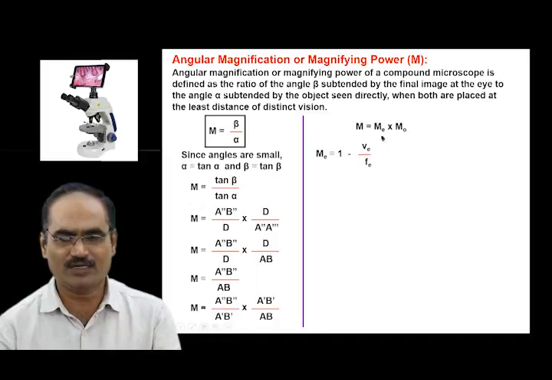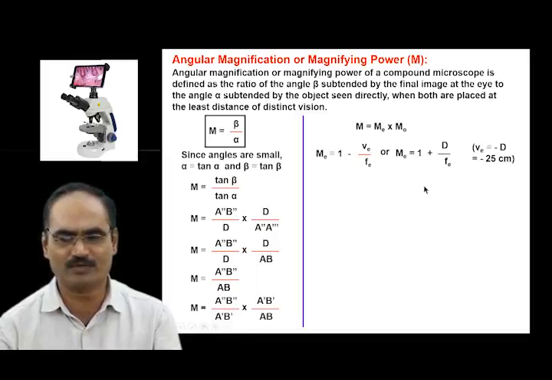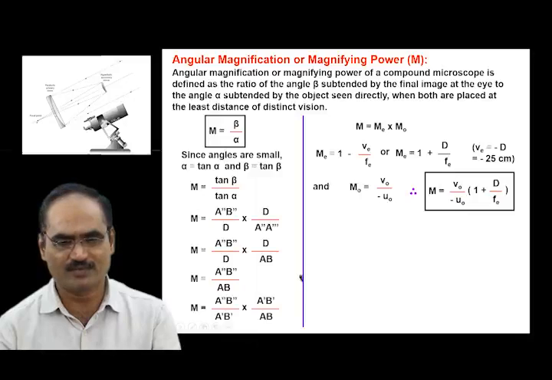We know that ME is the same as in a simple microscope. That is, ME is equal to 1 minus VE by FE, and ultimately we write this as ME is equal to 1 plus D by FE, as we obtained in the simple microscope. Then the objective's M naught can be written as minus V naught by U naught. This A'B' by AB can be written as V naught by U naught. In the case of a lens, we write it as V naught by minus U naught.